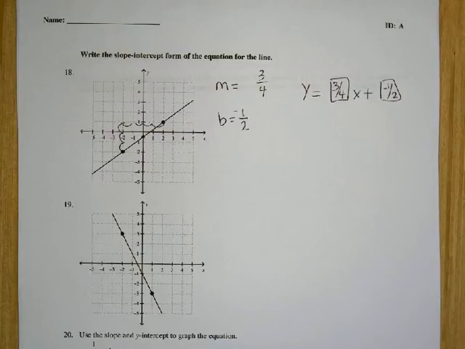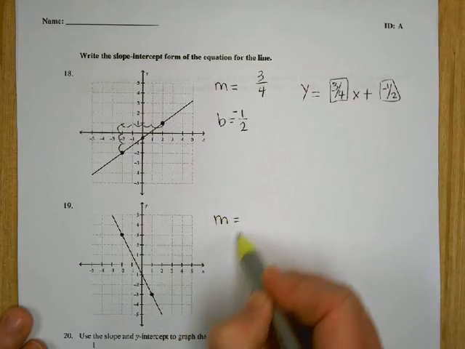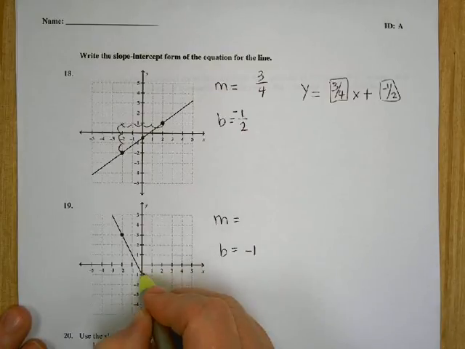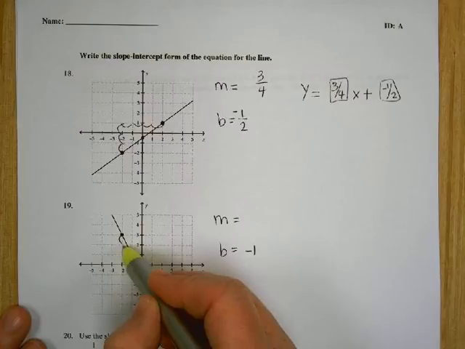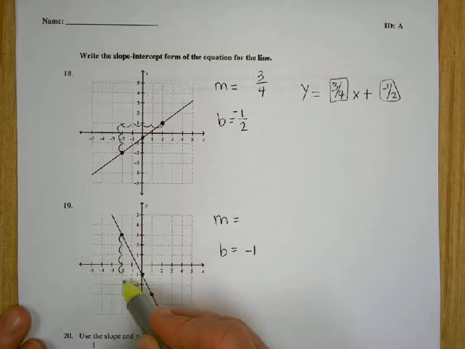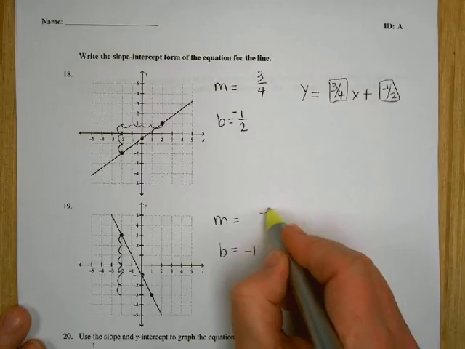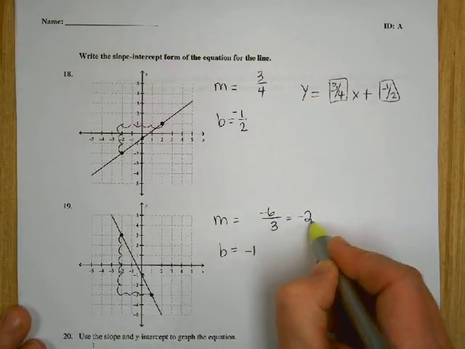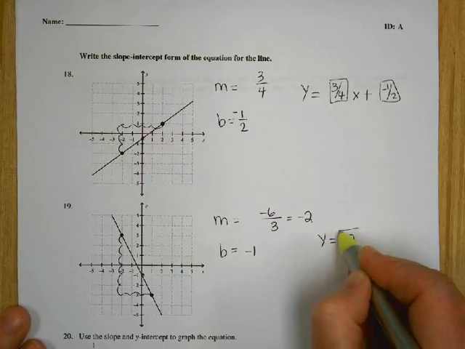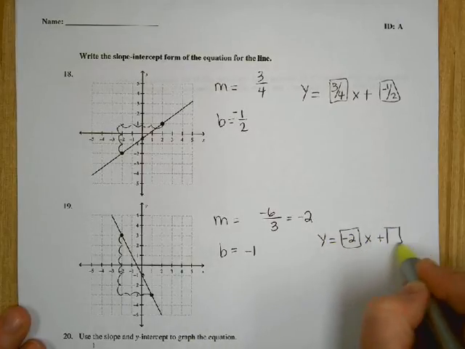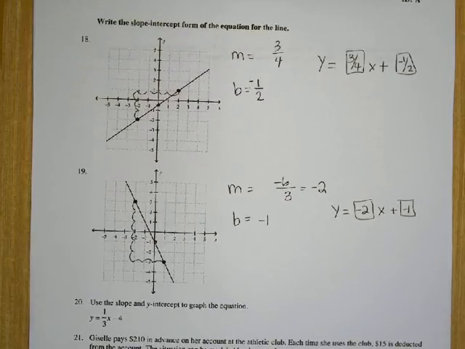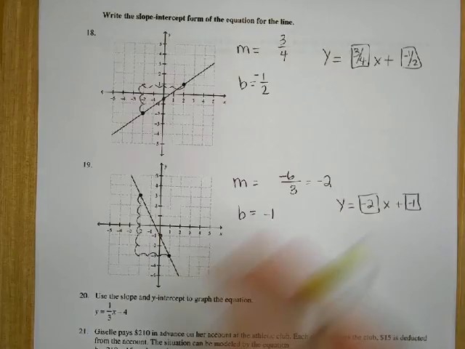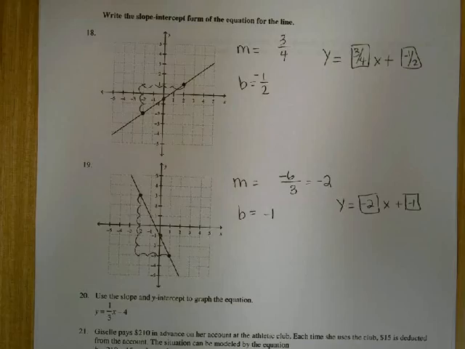Number 19, again, you need to determine M and B. B is negative 1. On this problem, I'm going to have 1, 2, 3, 4, 5, 6, down 6 over 3, which is negative 2. So y equals negative 2x plus negative 1. Number 20 says use the slope and the y-intercept to graph the equation. So you're going to have to graph this one on your own. So you're going to need graph paper.